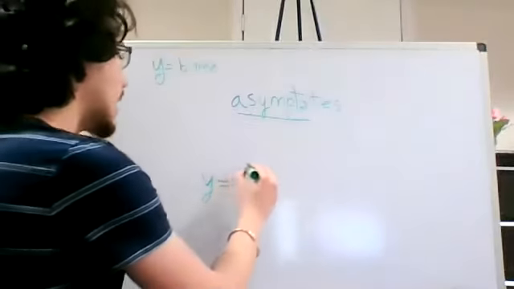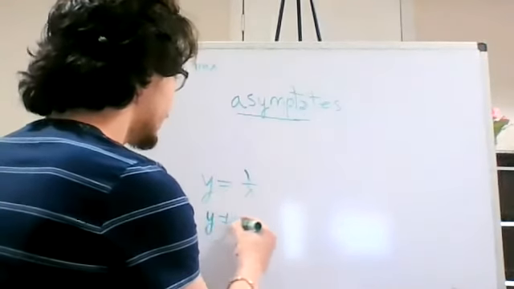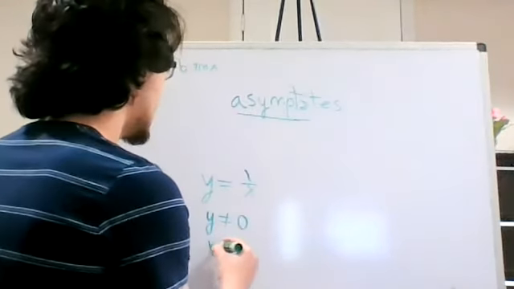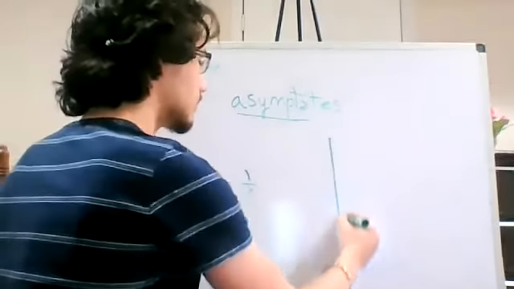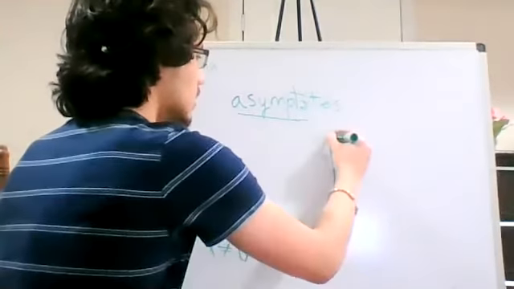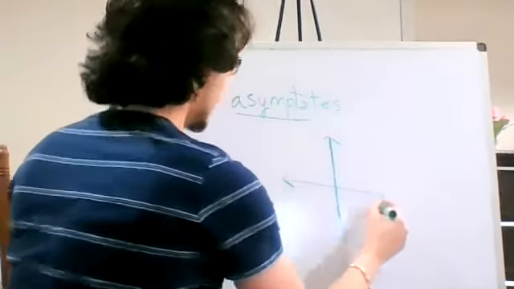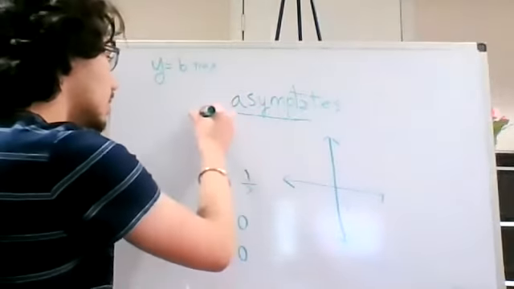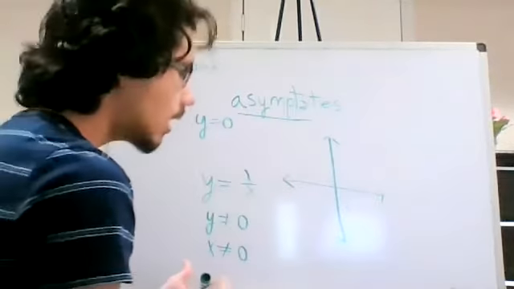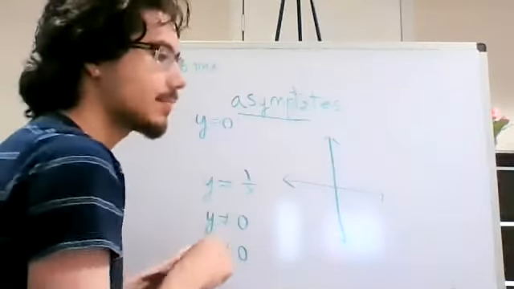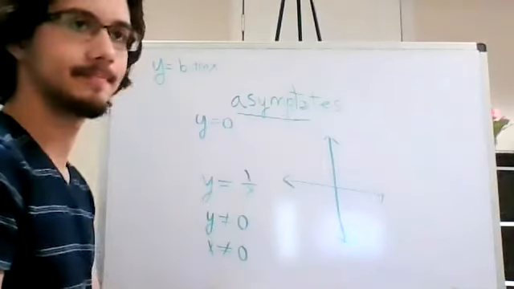So we said with y equals 1 over x that y cannot be 0 and x cannot be 0. So let's say that y equals 0. Could we actually plot this on a graph, y equals 0?